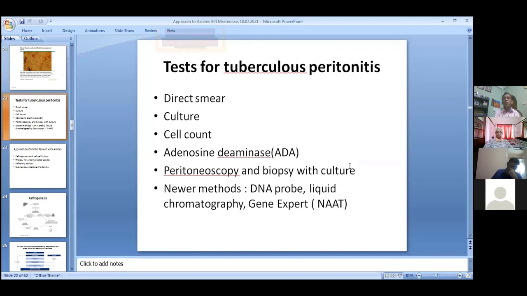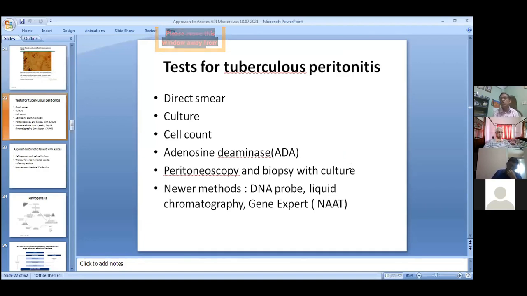For tubercular peritonitis, you should do the smear. The AFB smear is only positive in less than 1%, only 1 to 3% of cases. So it is rarely positive, but you should do the culture, that is the conventional culture or rapid TB culture. The cell count is predominantly lymphocytic. The adenosine deaminase test is the most sensitive test for tuberculosis.